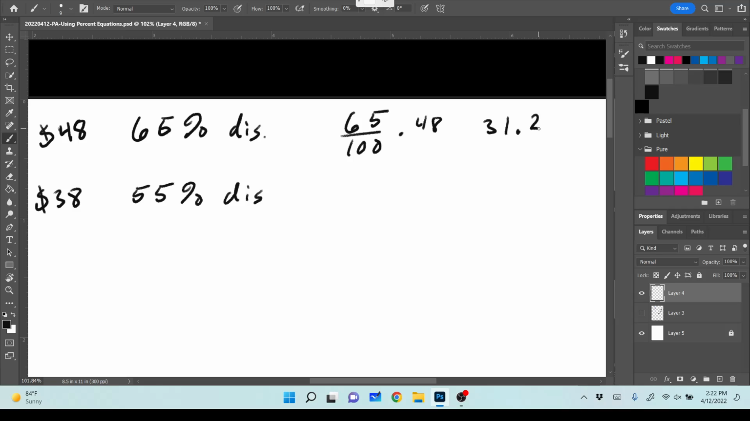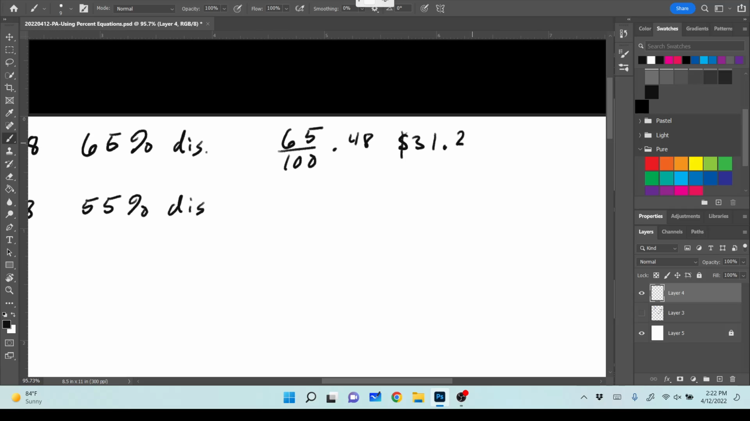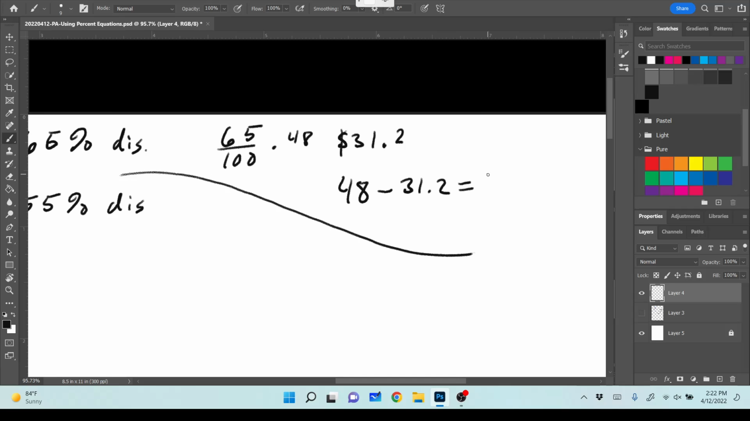Now, that's how much we're taking off, right? That's not what you're going to pay. So what do we need to do with that number? Subtract it from the original. So for this first one, we're going to do 48 minus 31.2, which gives us 17.8. So the first one costs $17.80.